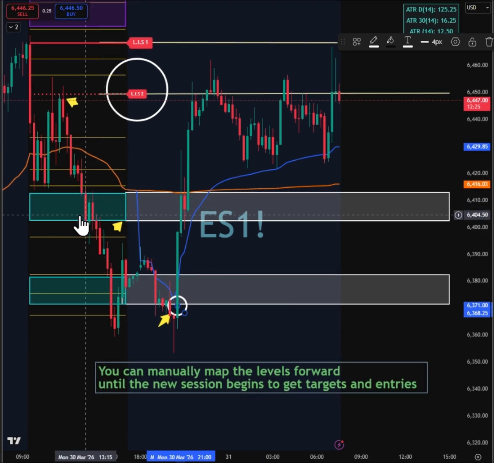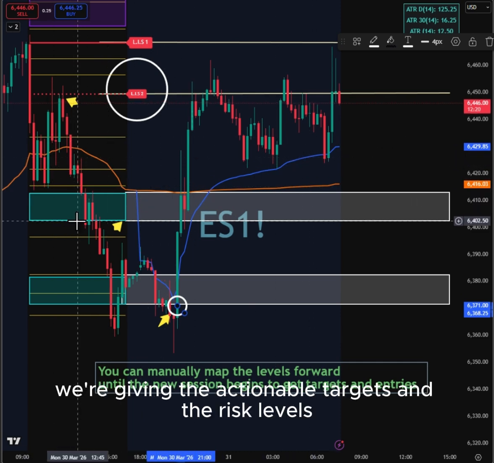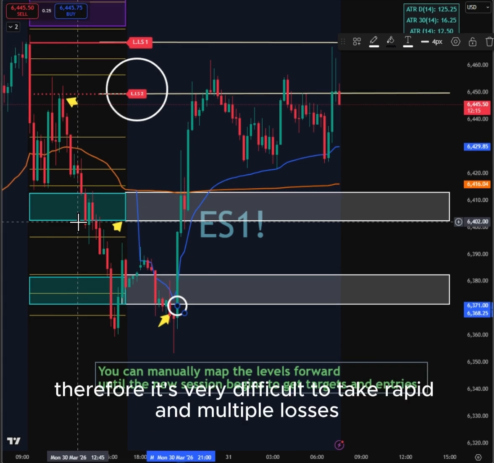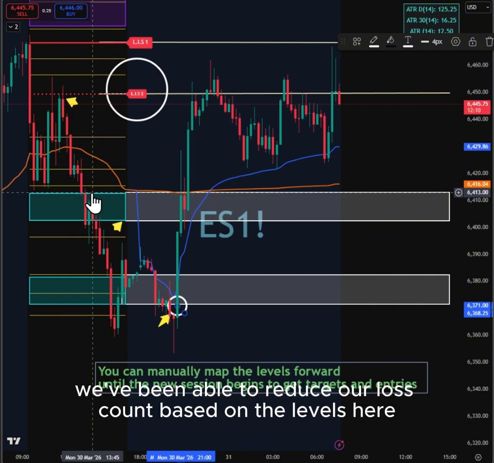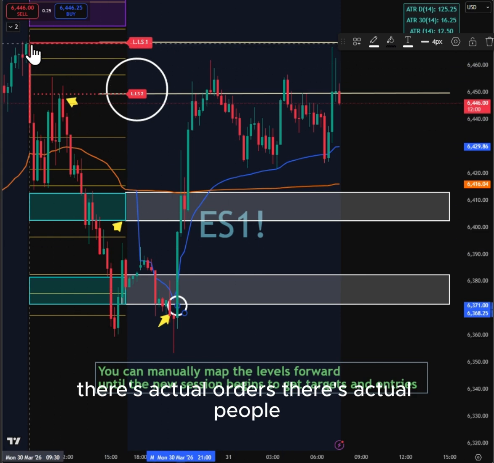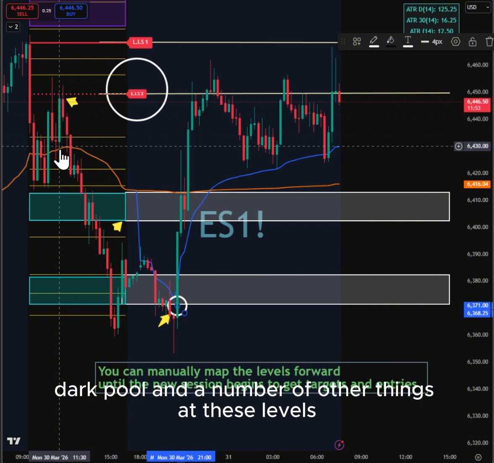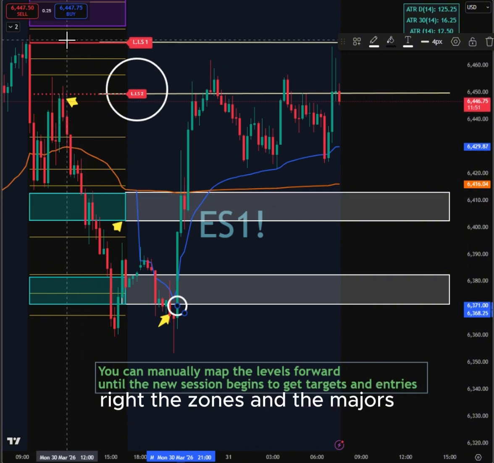With our system, with this indicator, with your system and this indicator, we're giving the actionable targets and the risk levels. Therefore, it's very difficult to take rapid and multiple losses. You can reduce what we've done. We've been able to reduce our loss count based on the levels here and understanding that they mean something. They're not arbitrary price levels. There's actual orders, there's actual people, volume, flow, hedging, dark pool, and a number of other things at these levels, right? The zones and the majors.